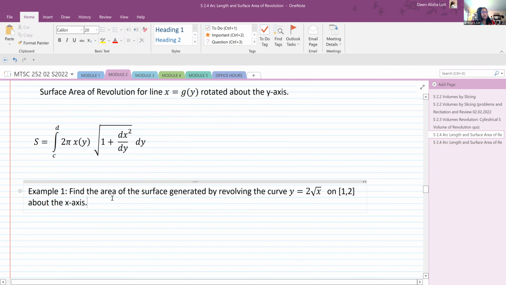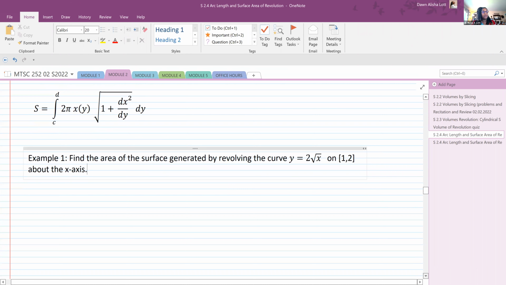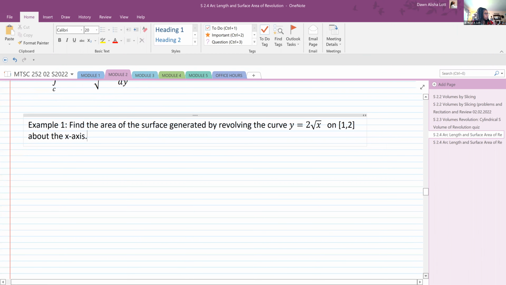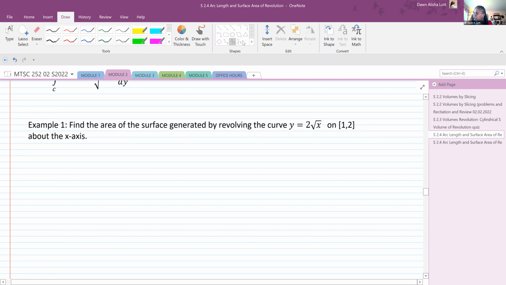Okay, so find the area of the surface generated by revolving the curve y equals 2 square root of x on the interval 1, 2 about the x-axis. So just for the purposes of understanding what we're doing, I'll draw the picture, but it's not necessary to draw the picture. I'm going to draw the picture just for you guys.